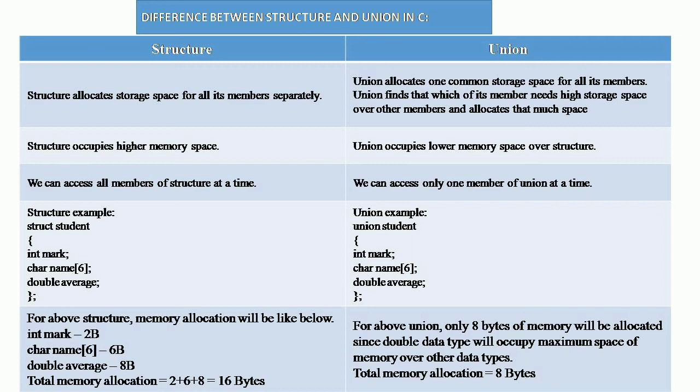At the time of paper correction, if your points are clearly visible, then it is easy to give good marks. Clear? Okay. Structure occupies high memory space. In structure the space occupation is more compared to union. Union occupies lower memory space over a structure. Compared to both, structure has a high memory occupation, but union has a lower memory occupation.